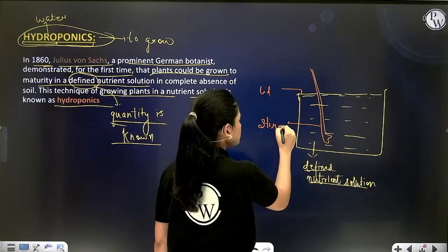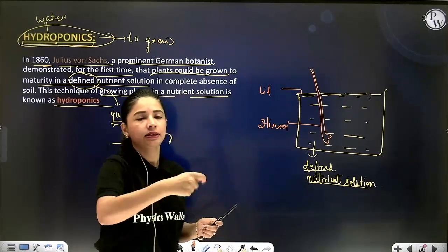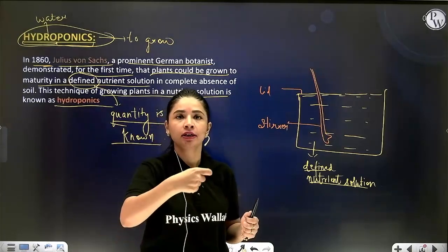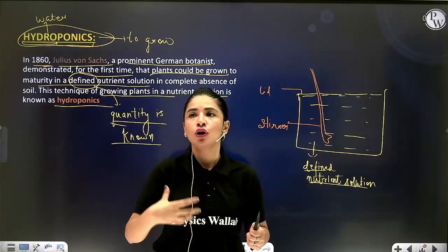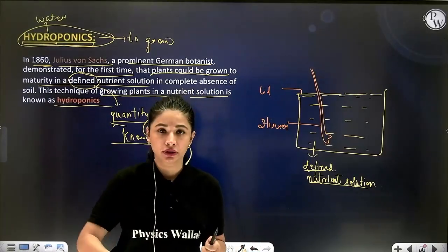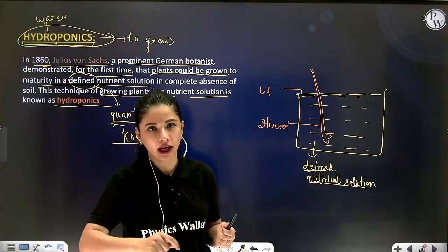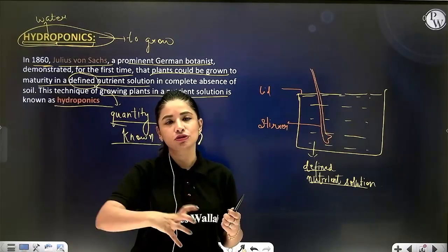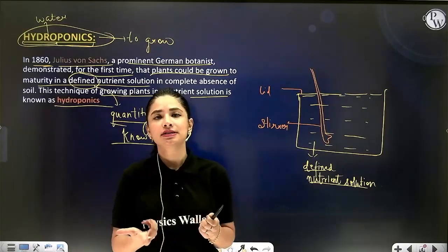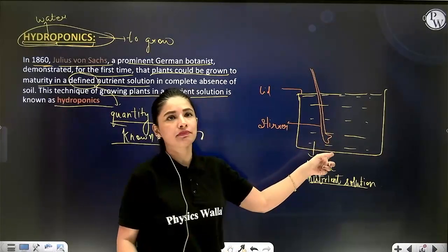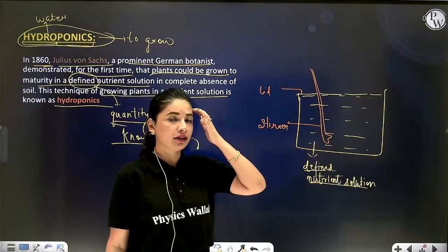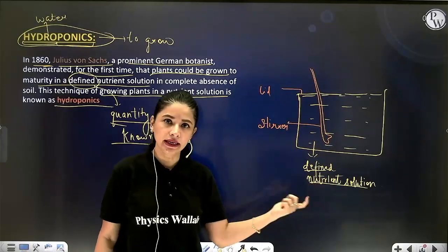This stirrer is used to mix the nutrients properly in the solution and also to have proper aeration. See, when you stir the mixture, there will be proper circulation of air, and the nutrients will also get properly mixed in the solution. So this job is done by the stirrer, which is added through one of the holes on the lid.